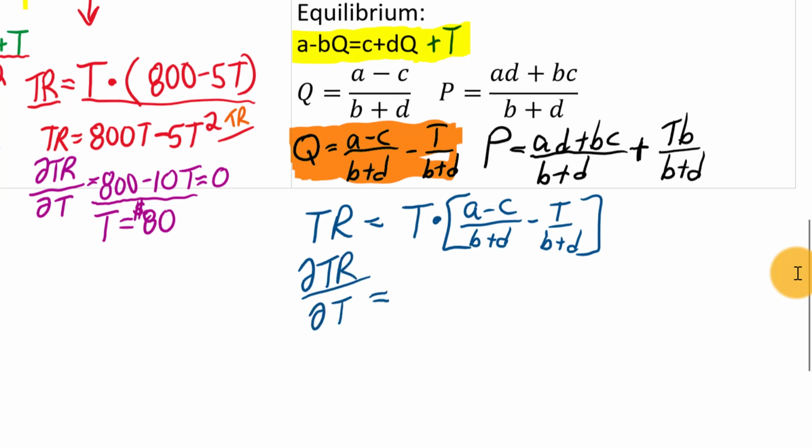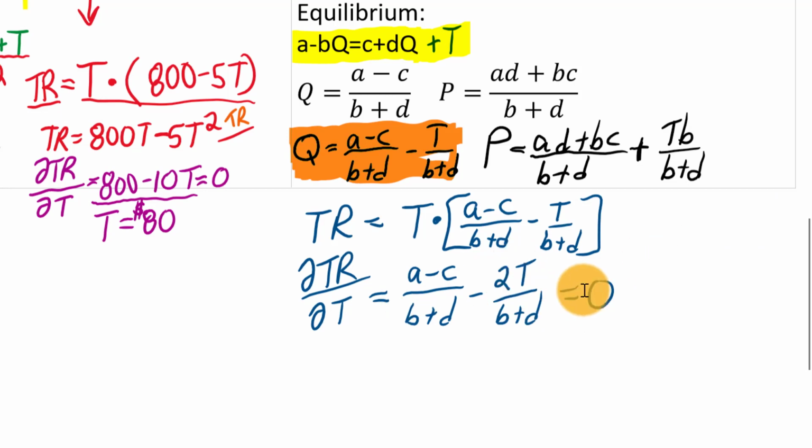So what's going to pop out of this equation is just going to be A minus C over B plus D minus 2T over B plus D. And then we're going to set that equal to 0. Again, we set it equal to 0 to find where the maximum is. And then when we solve that for T, we can just multiply both sides by B plus D. Because this is 0, the B plus D just goes away. So the optimum tax level does not depend on the slope of the demand function or the supply function. Wow, that's weird. So now we're just left with A minus C minus 2T equals 0.